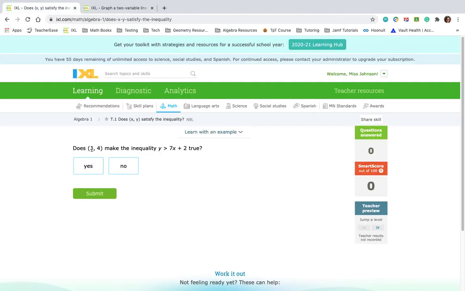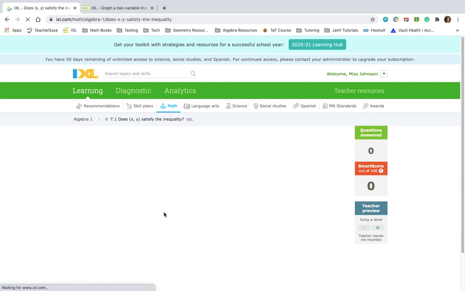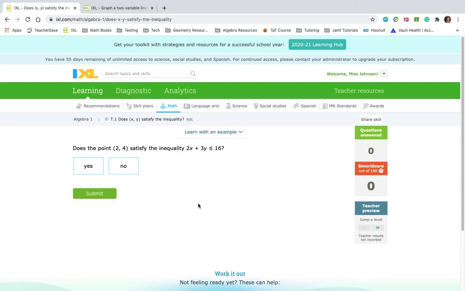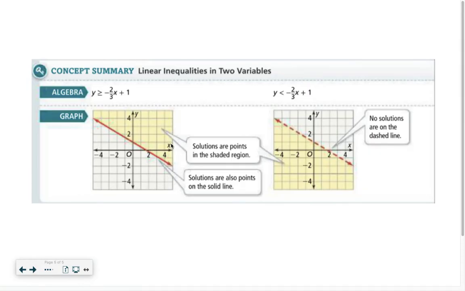So do these things make it true? This is actually the problem that you did earlier. And the answer was no. So you would hit submit. And then it clearly just glitched right there. My bad. Here is your concept summary for this lesson.